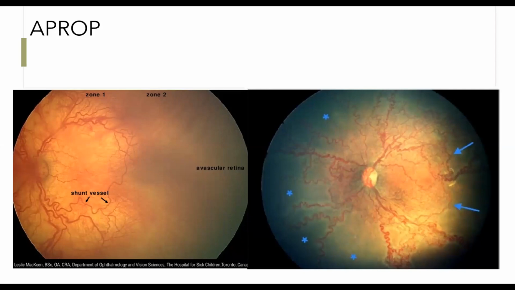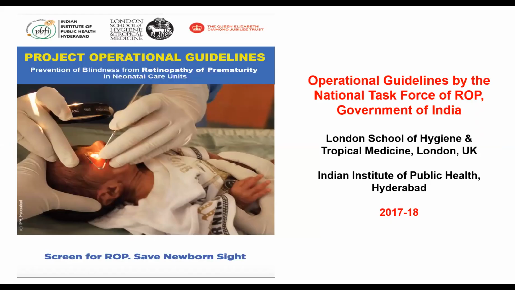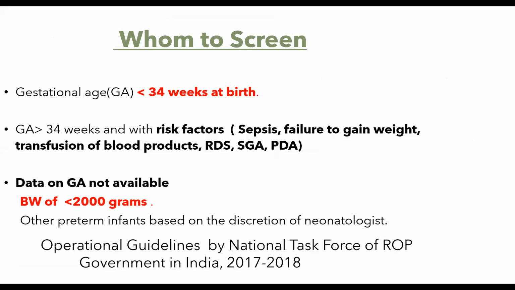Because of that burden, the government of India has given the operational guidelines for ROP, and included ROP as one of the diseases. Even the NNF has included ROP as one of the causes of preventable blindness. Okay, so these are the guidelines which all need to remember. Any baby who is born less than 34 weeks at birth, we need to screen that baby.